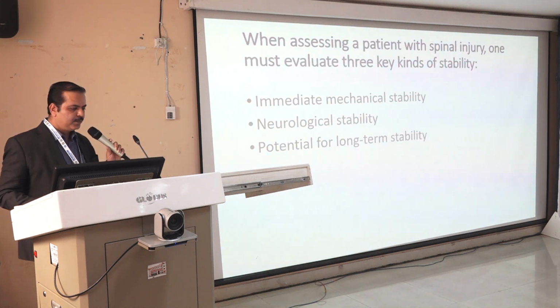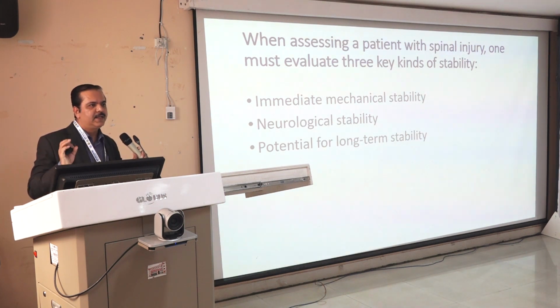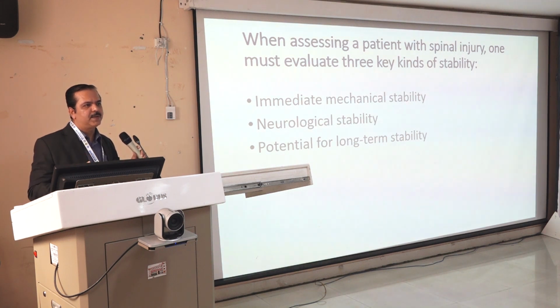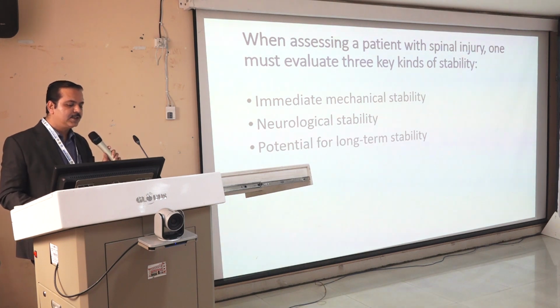The basic motto of managing a patient with spinal cord injury is immediate mechanical stability. We have to stabilize the vertebral column, that we have seen, how we put the patient on the spinal board. We have stabilized the cervical spine by putting on the cervical collar. And then we go for neurological stability. It can be achieved by conservative means also, it can be achieved by surgical means also, that we will come across in subsequent slides. And we have to assess for the potential long-term stability in the patient also, by managing the patient.